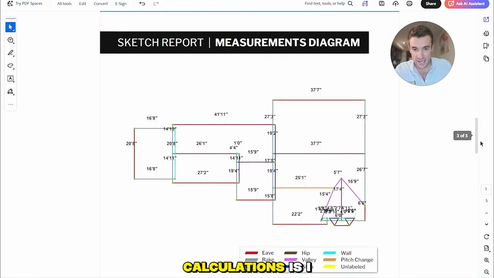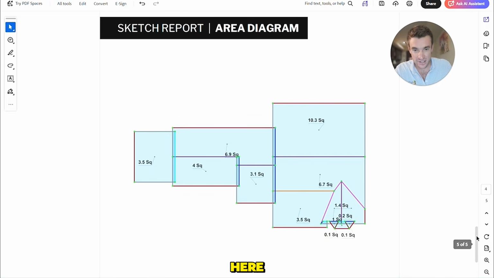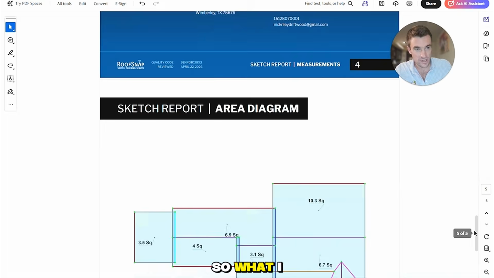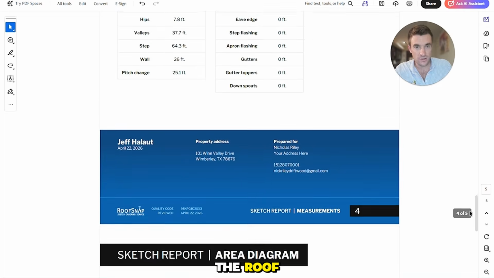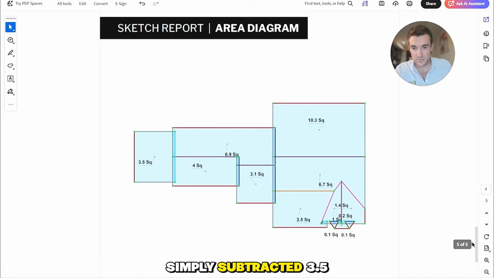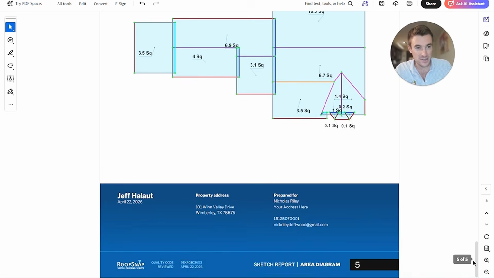So what I did in my calculations is I determined the total size of the roof that we need to replace. And then as you can see here, the section over the car shed got included in the roof snap, but the section over the garage did not. So to determine the size of the roof we're actually going to replace, I took the total size of the roof from the roof snap, and then I simply subtracted 3.5 squares since we're not replacing that section. Pretty easy stuff.